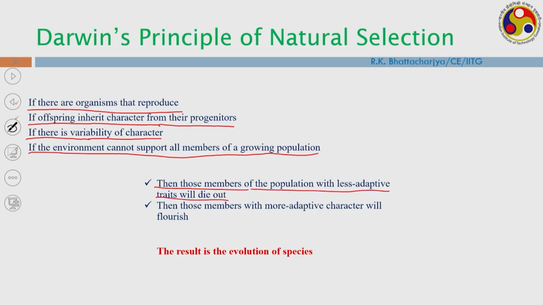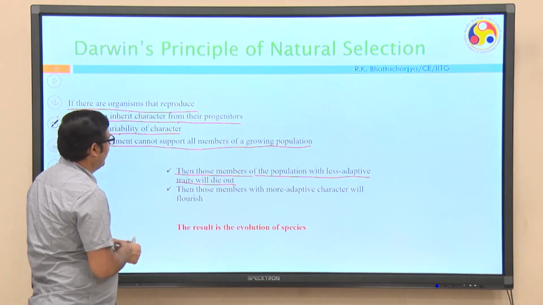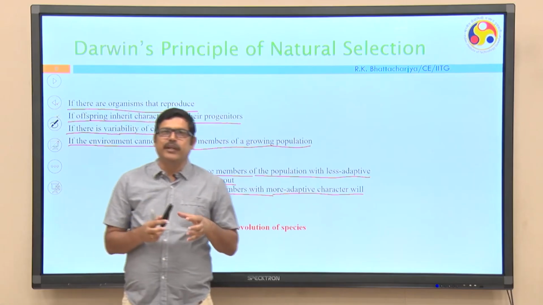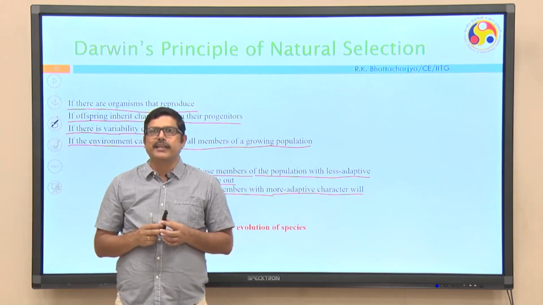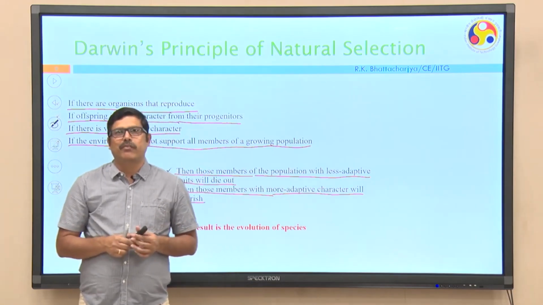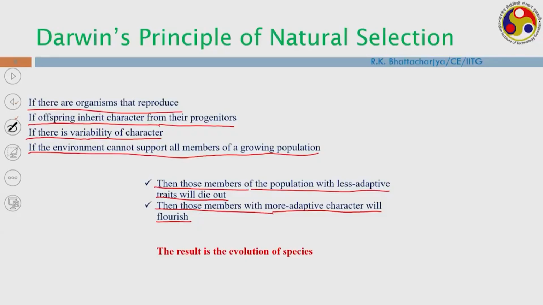So, what I am saying is that when you are not adapting to the changed environment, then what will happen? They will die out. Okay. Then those members with more adaptive characters will flourish. Okay. So, as I said, once we are shifting some people to a higher altitude, those who are able to adapt to the new environment will survive and others will be eliminated from the process. Those members of the population with less adaptive traits will die out, and those members with more adaptive characters will flourish, and this results in the evolution of species.